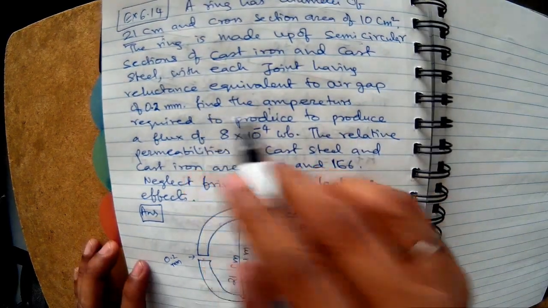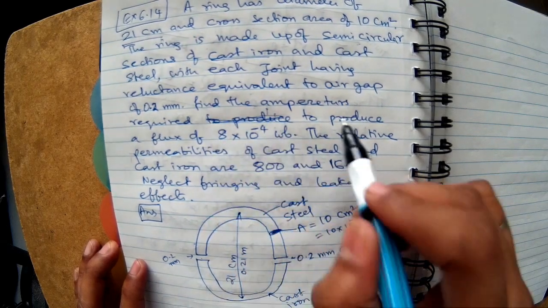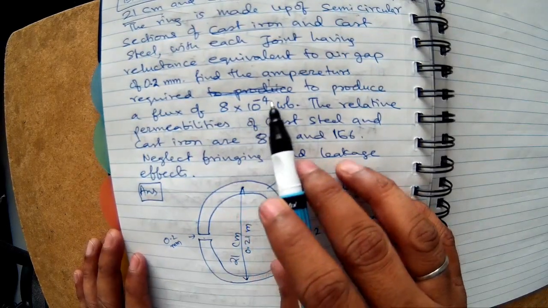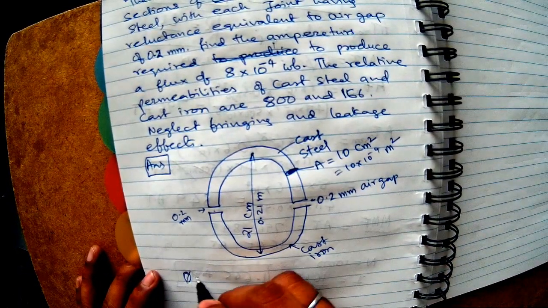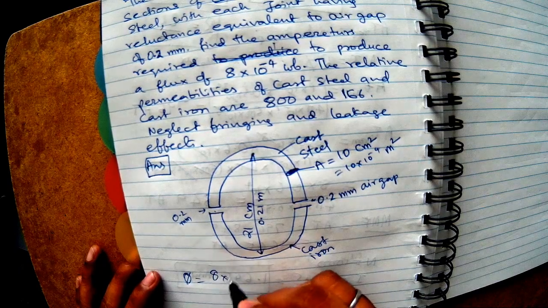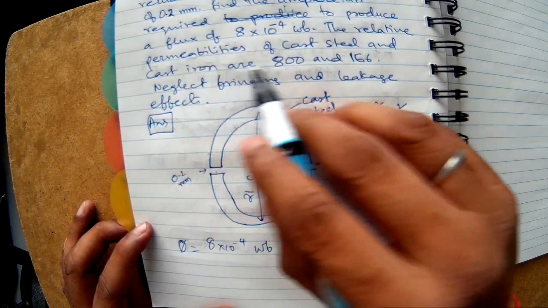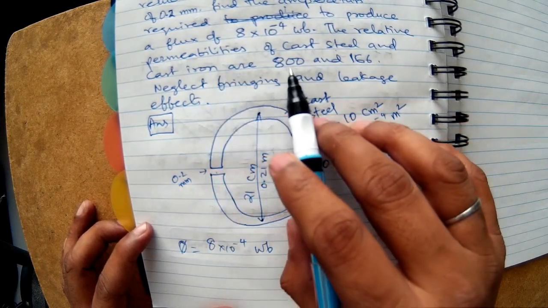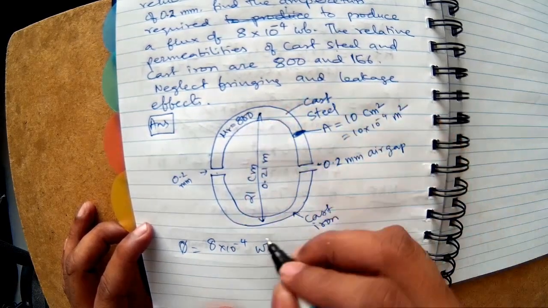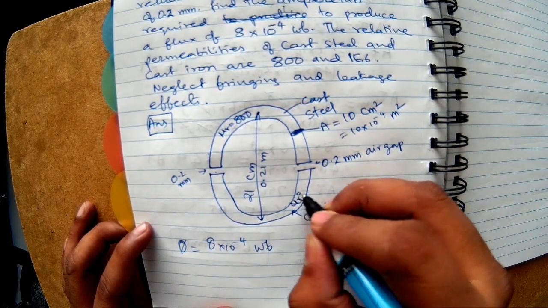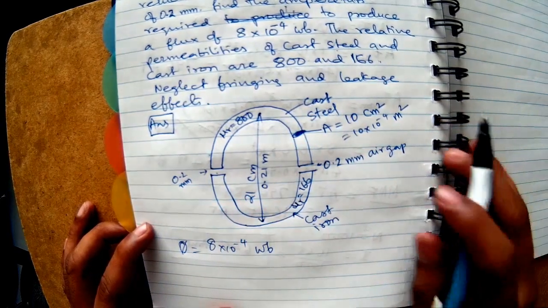Now the question is, find the ampere turns required to produce a flux of 8 into 10 power minus 4 Webers. Okay, so the flux is also given. So the flux is 8 into 10 power minus 4 Webers. The relative permeabilities of cast steel and iron are 800 and 166. So mu R is 800 and mu R is 166. Neglect fringing and leakage effects.